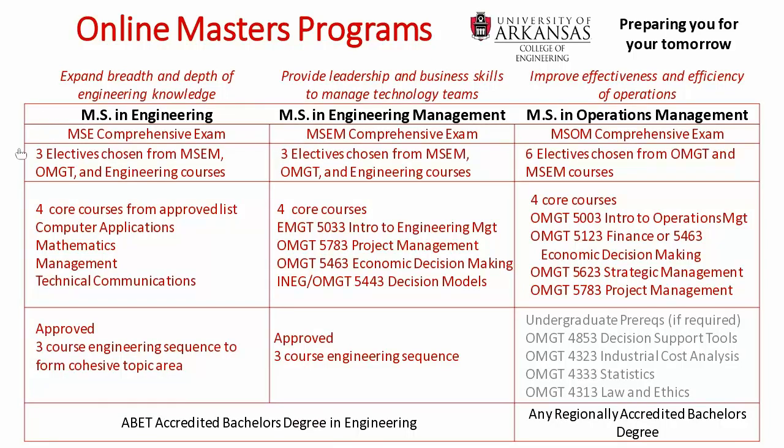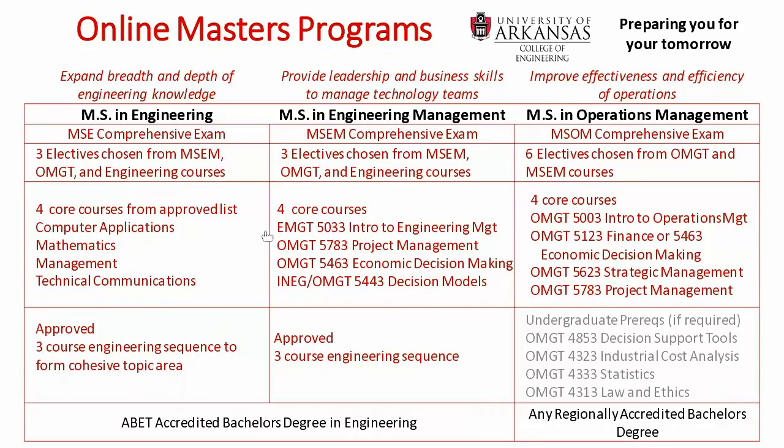If you are going to look at the MS in Engineering, you get to take 3 electives chosen from a whole bunch of courses. In the Engineering Management, you also get 3 electives. The MS in OM, you get a little bit more wiggle room here. You get 6 electives chosen from our OMGT and our MSEM courses. If you're doing your Master's in Engineering, you've got 4 core courses from this super geek list over here. If you're doing it in Engineering Management, you've got 4 core courses, which are listed right here.